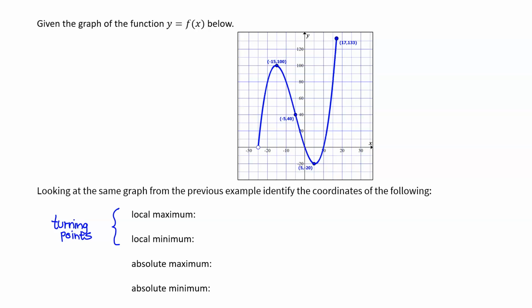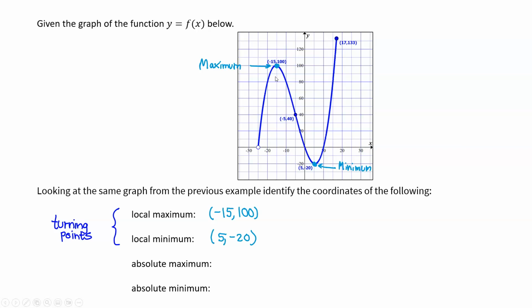turning points only. For a local maximum, you're looking for when it's increasing, and then after that point it's decreasing. So this is a local maximum because you're increasing to that point and decreasing afterwards. So that's a local maximum, and it's at -15, 100. The local minimum is when you're decreasing and then turning around at that point to go to increasing. So 5, -20 is a local minimum.